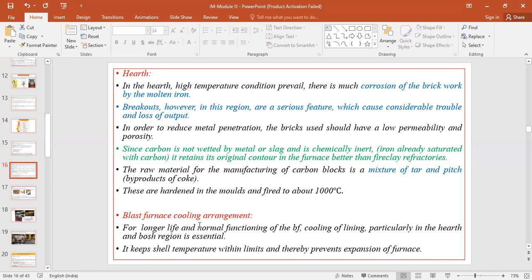And to enhance the life of the refractory bricks inside the blast furnace, and also to overcome the thermal shocks, we usually have a water cooling jacket system along the height of the blast furnace. So that it maintains the temperatures within the furnace, and it also prevents the expansion of the refractory bricks.